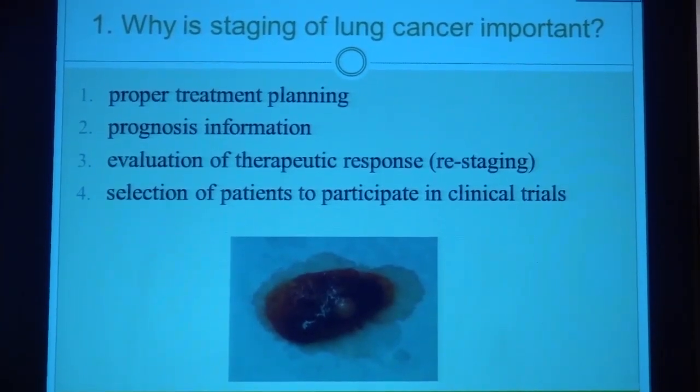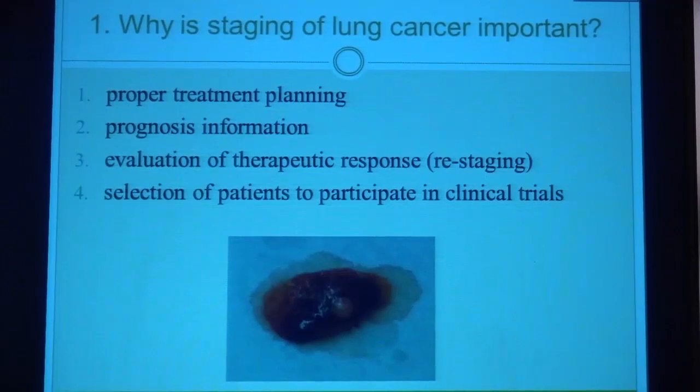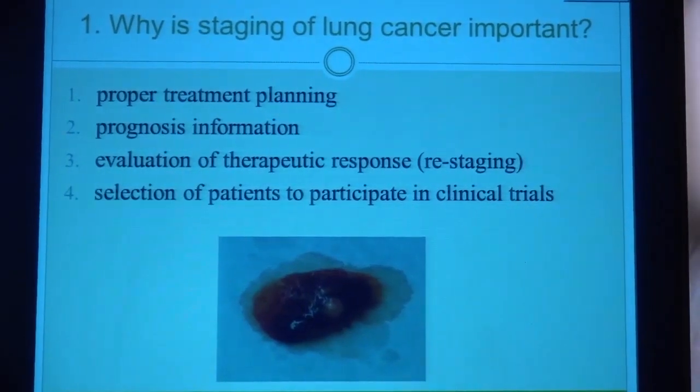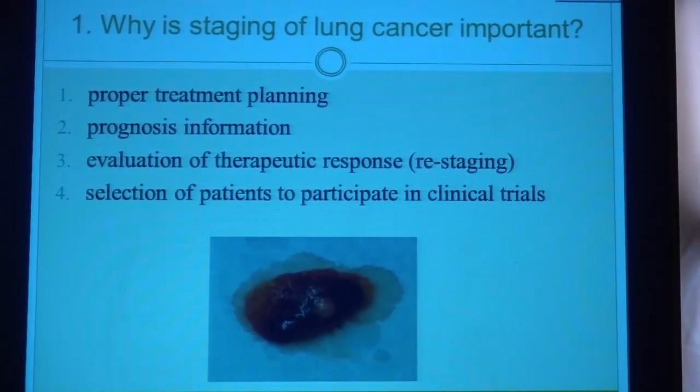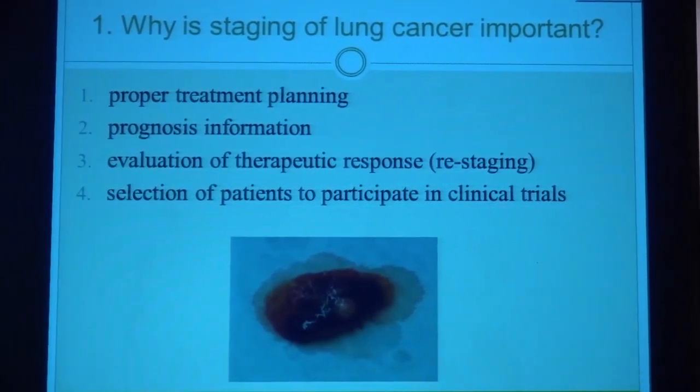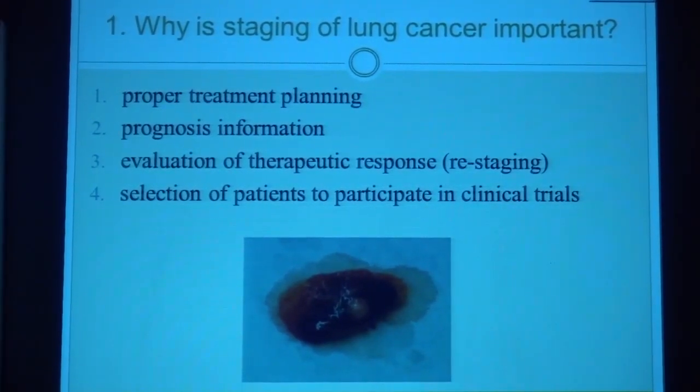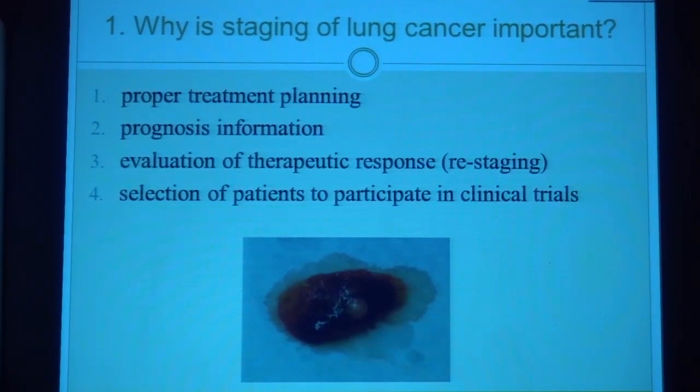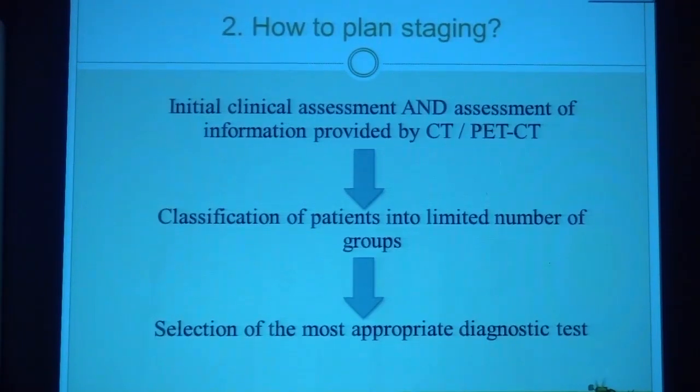Well, we all know that it's important, but just in a few words, if we stage patients properly, we treat them properly. Some go to surgery, radiation, and chemotherapy, whatever, according to the stage of the disease. Staging also has prognostic information about survival. If we do some downstaging in N2 disease or even N3 disease, we are able to restage the patient after therapy as an evaluation of therapeutic response, and we can select patients for inclusion in different clinical trials.